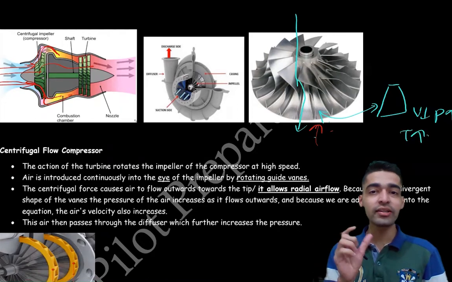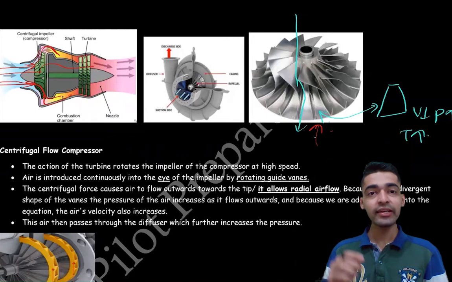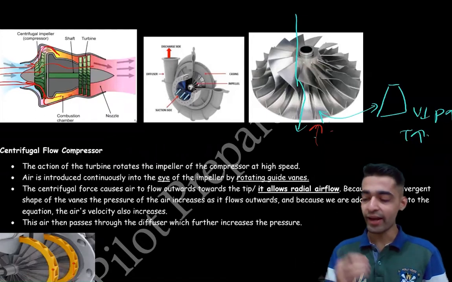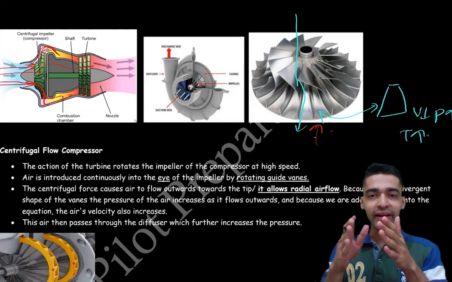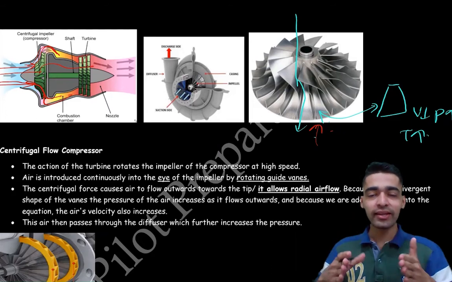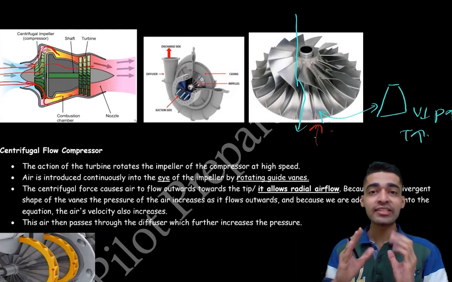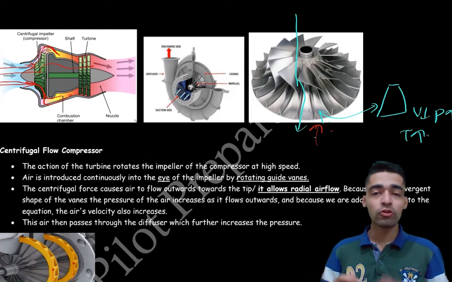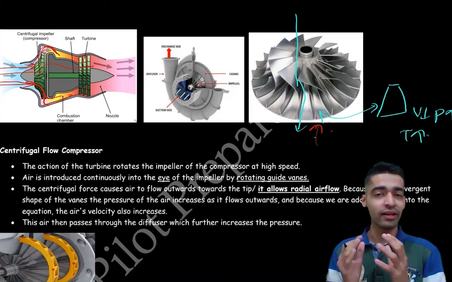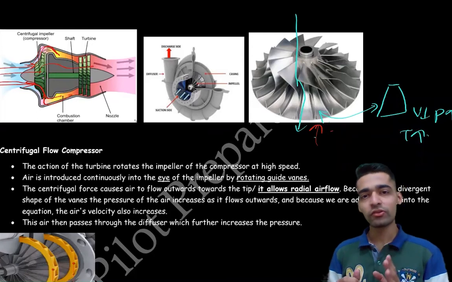Whereas in the convergent case, what happens? The velocity increases, the pressure decreases, and temperature also decreases. So in this case, all the impeller blades are made in such a way that it looks like a divergent nozzle. And this divergent nozzle increases the pressure to many folds. So we can see how the compressor is increasing the pressure, but this is not all.